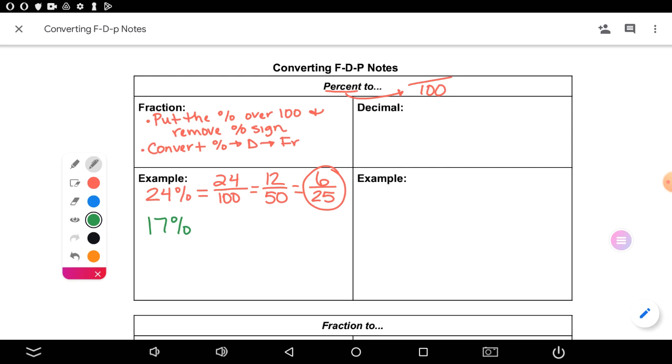Brant? Yeah, 17 over 100. Can that be reduced? No. Nope. Done.